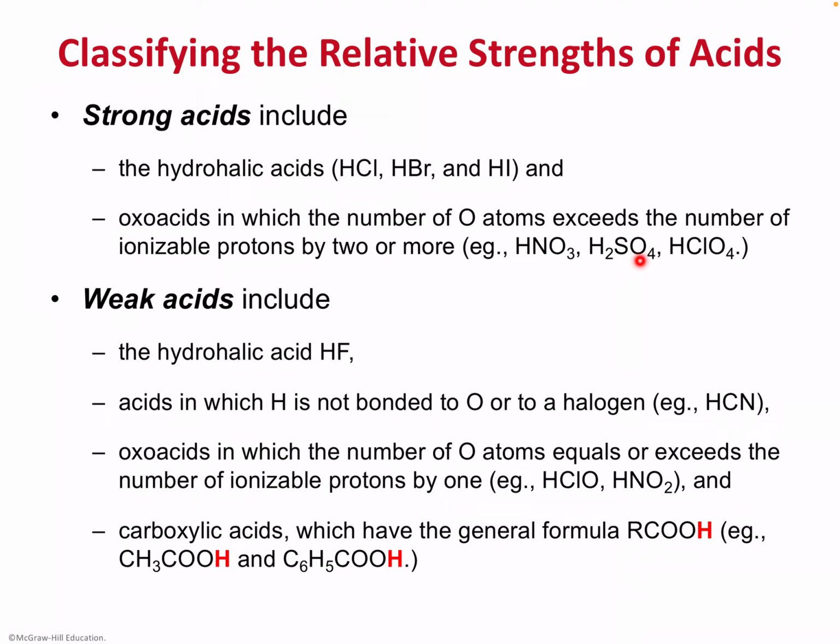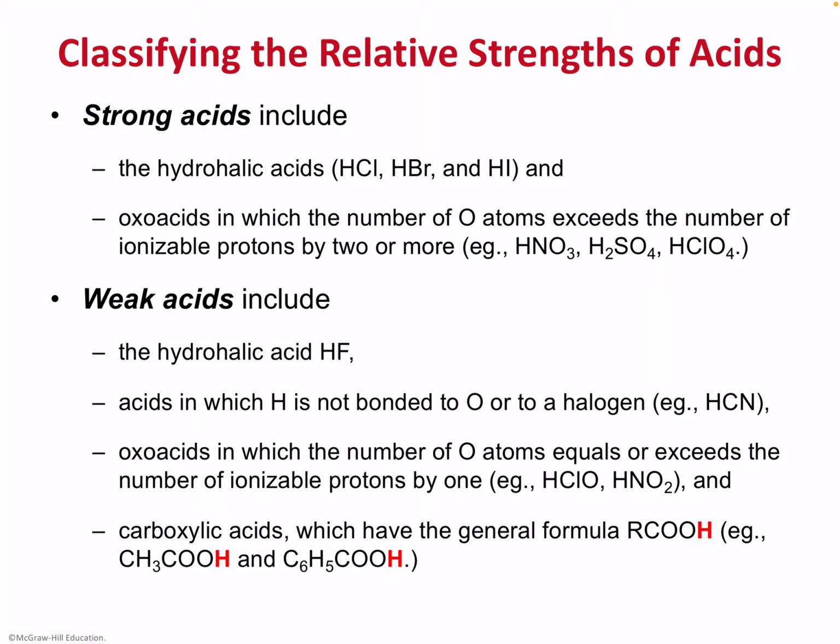With 2 hydrogens, the number of oxygens is either double the number of hydrogen atoms or more. So 2 times 2 is 4, so there are 4 here. And then 1 and 4. So these 6 are very common strong acids that we use in our day-to-day life. If you come across any other acid, you can check to see if the number of oxygen atoms exceeds the number of ionizable protons by 2 or more. That would be considered a strong acid as well.